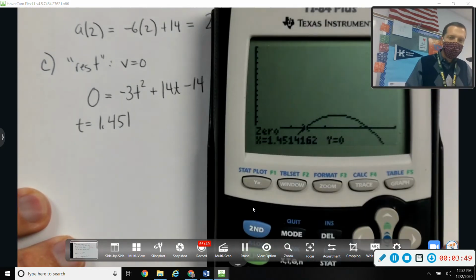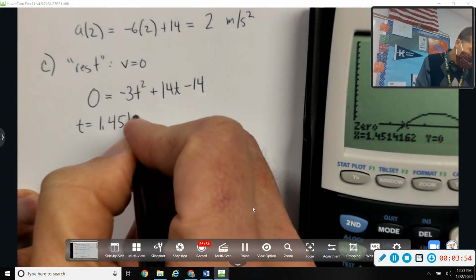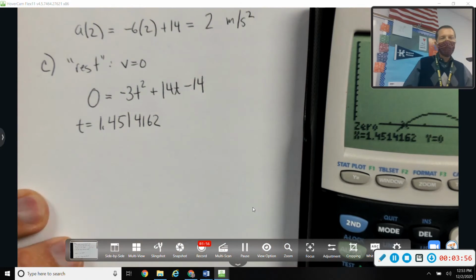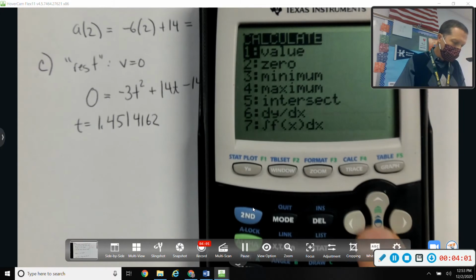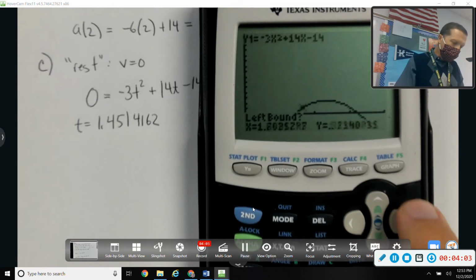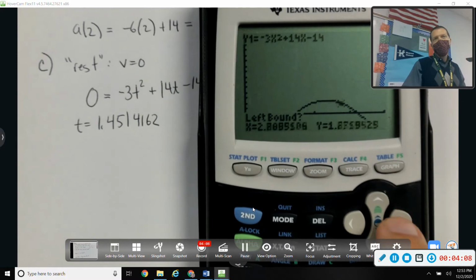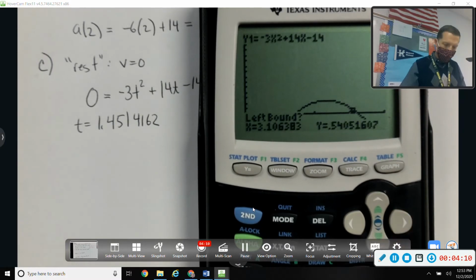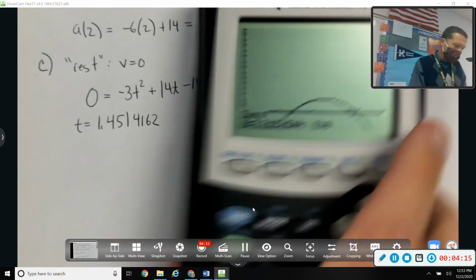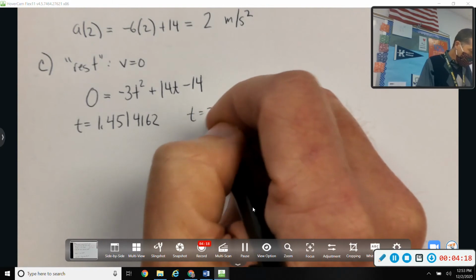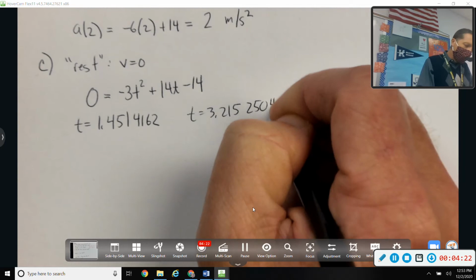I'm wondering if I should write down a few more decimals since I'm going to need them: 1.4514162. I suspect I'll need that later, so I may as well write them down for when I need them. Calc 0 for the other one. And again, this is not at all cheating. The AP Test knows you can do this. They expect you to do this. Left bound, right bound, guess. 3.2152504.